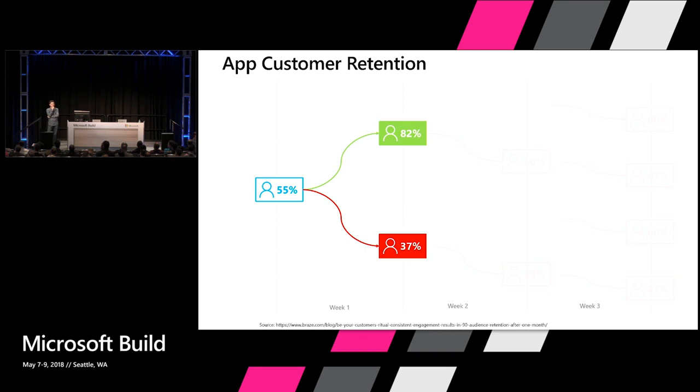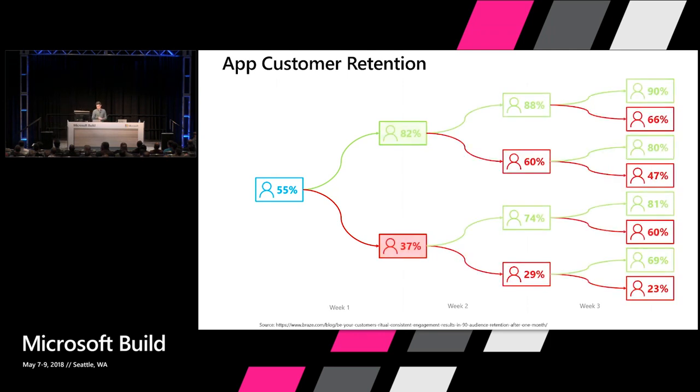One interesting tidbit is that of the people that download your application, in the long term you only retain 55%. Now, if your users launch your application at least once in the second week, you'll retain 82% of those users. If they don't, that number drops to 37%. This is what the numbers look like on a 3-month engagement, and you can see the happy path. If you manage to get your users to use your application at least once a week, there's a 90% chance that you're going to retain those customers. But if you mess up your onboarding experience, you'll only retain 23% of your users.